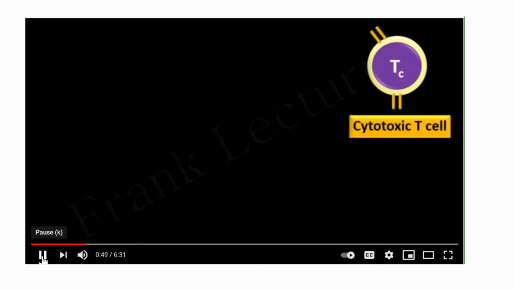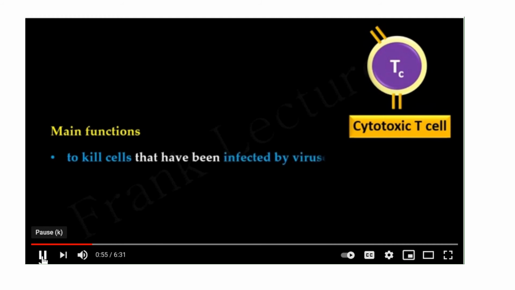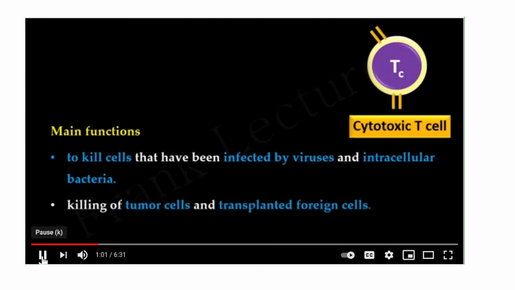The main function of cytotoxic T cells is to kill cells that have been infected by viruses and bacteria. They are also involved in killing of tumor cells and transplanted foreign cells. Let's see how these cytotoxic T cells work.